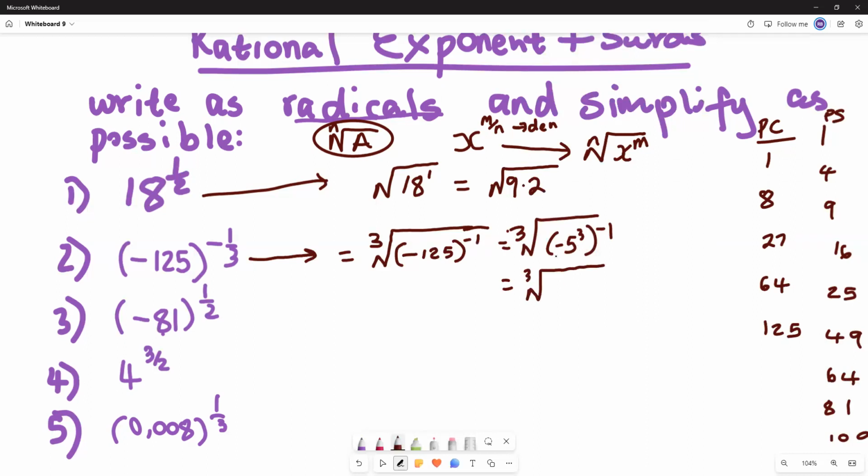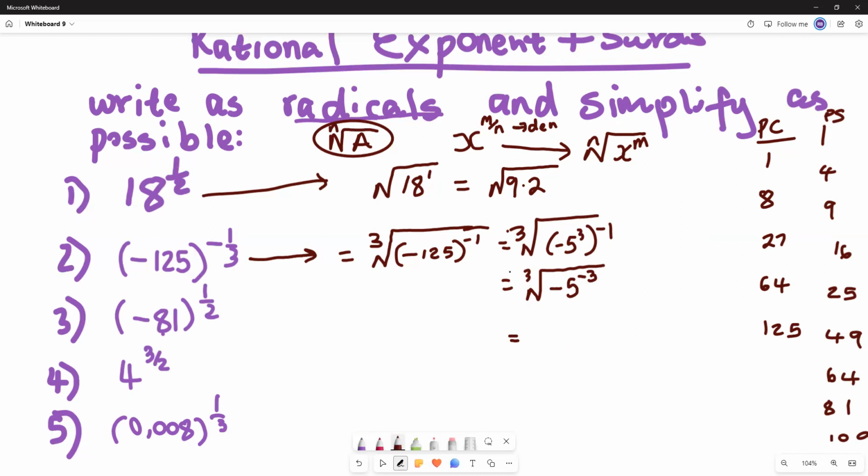Remember, guys, if the outside exponent is an odd number, the negative sign does not disappear. If this was negative 2, the negative would disappear. So remember, if the outside exponent is odd, the negative remains. If the outside exponent is even, the negative will disappear. So in this case, we are going to have minus 5 to the power negative 3, because 3 times negative 1 gives you that.